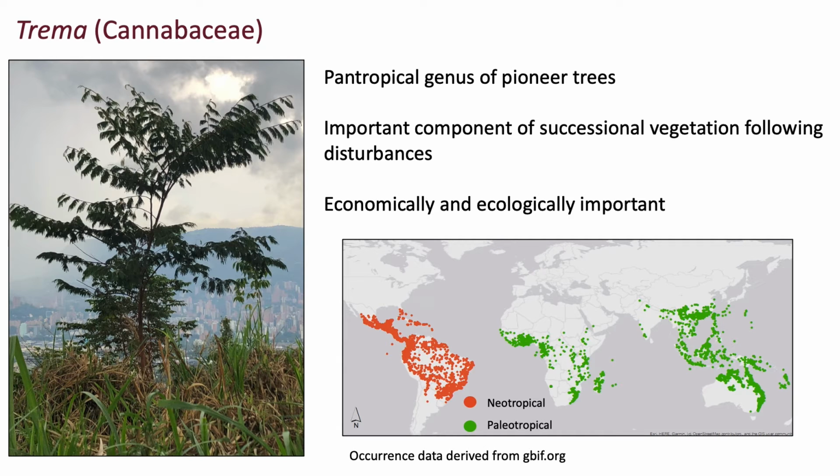This group is a pan-tropical genus of pioneer trees. So these are often the first plants that are colonizing disturbed areas. And they are important components of successional vegetation following those disturbances, whether that be landslides, maybe reclamation after agricultural use, etc. And this is an economically and ecologically important group.